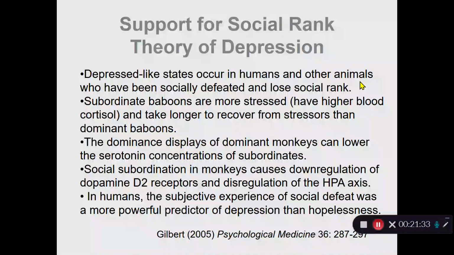And it can be studied in animals, and we can look at the neurobiological consequences. For example, subordinate baboons are more stressed, have higher blood cortisol, and take longer to recover from stressors than dominant baboons. So when you get put down, your cortisol goes up and you're not as resilient anymore. The dominance displays of dominant monkeys can lower the serotonin concentrations of subordinates. A big monkey puts down a smaller monkey, and that smaller monkey's serotonin level goes down and makes them less content.